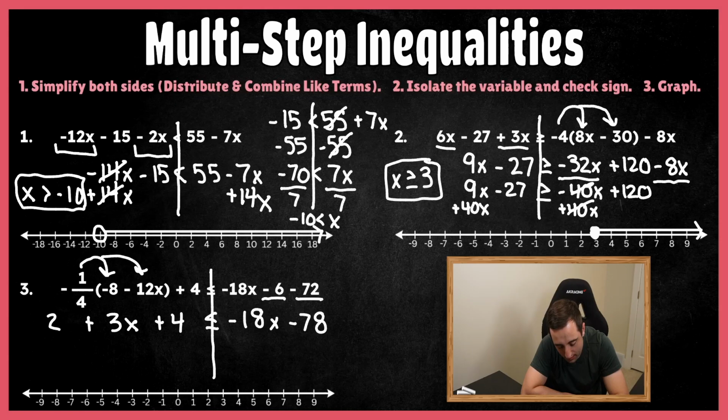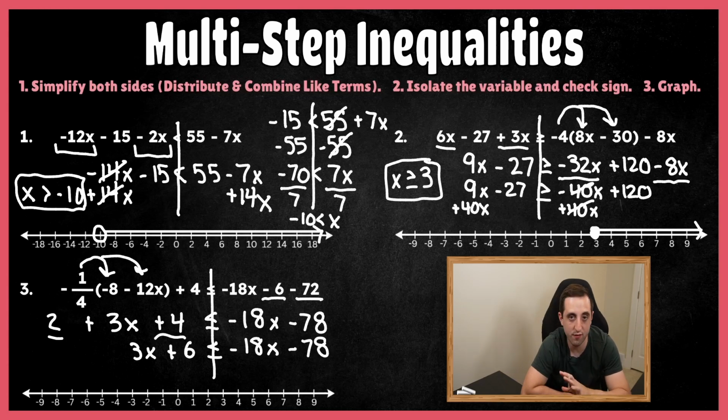So we can combine like terms a little bit more on the left side. We have a 2 and a 4, so that's going to be 3x plus 6 is less than or equal to negative 18x minus 78. So we've simplified both sides as far as we can possibly go. Let's go ahead and move the variables over to one side now. So we're going to add 18x. That way we're dealing with a positive coefficient. So these are going to cancel.